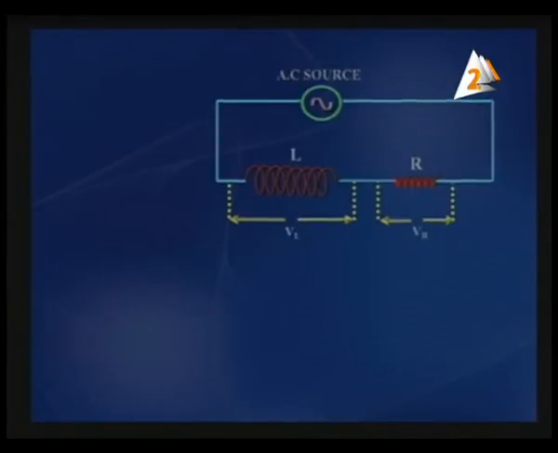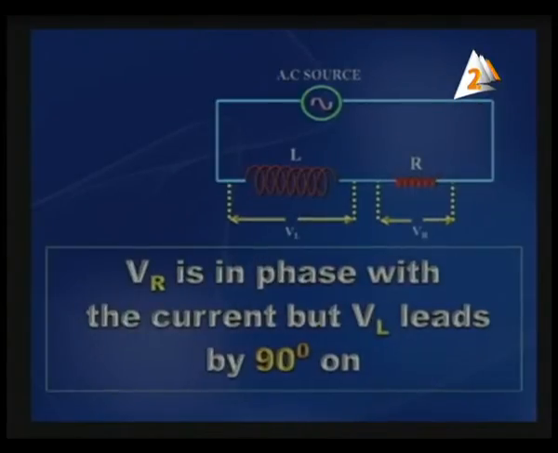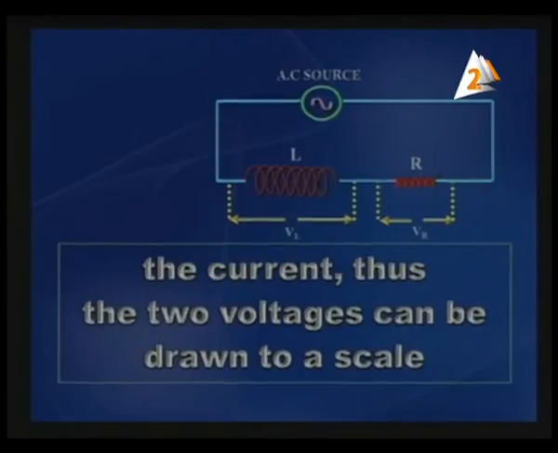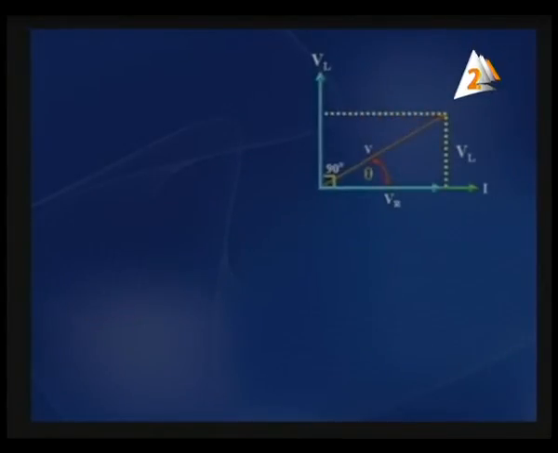The voltage across the resistor VR is in phase with the current, but VL leads by 90. The current and thus the two voltages can be drawn to a scale shown in front of you. VR is in phase with the current, drawn on the same line. They coincide, but the voltage across the inductor leads by 90.